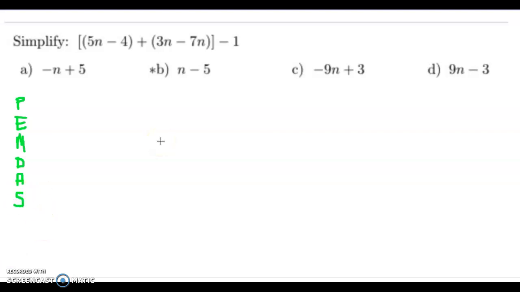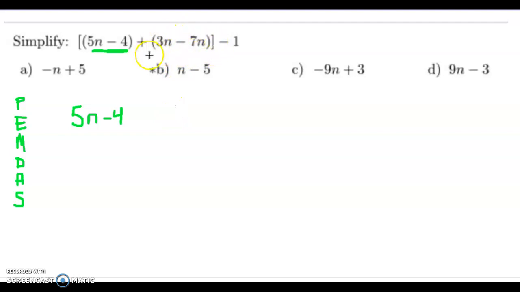The first thing it says is we need to do parentheses. So if I look solely at this first set of parentheses, 5n minus 4, I notice those are not like terms, so I cannot put them together. So I'm just going to bring those down right here because I can't do anything with those terms. So those can just remove the parentheses on their own.